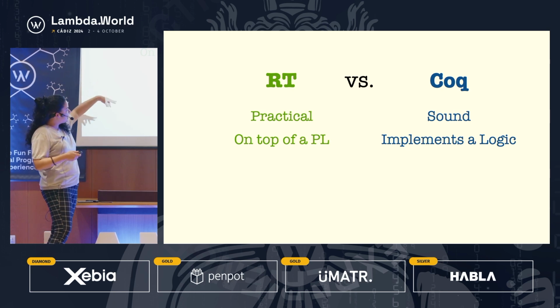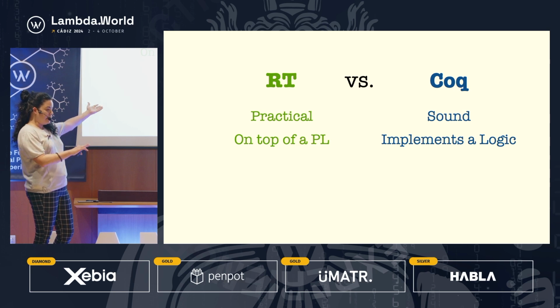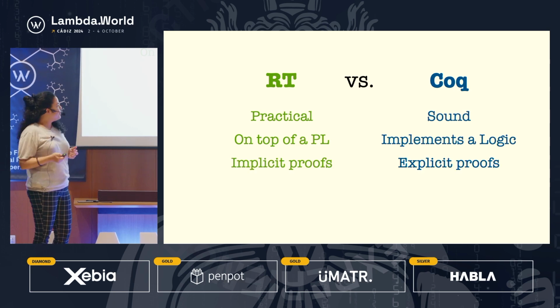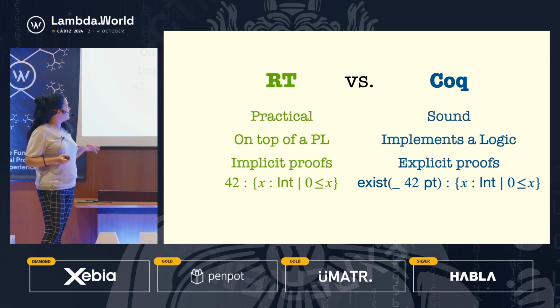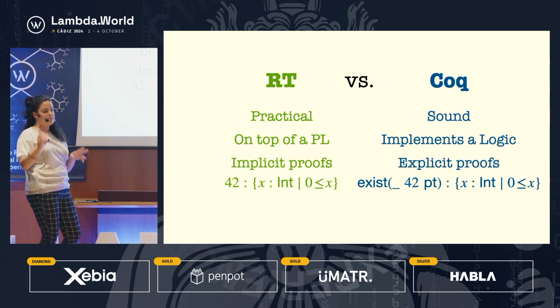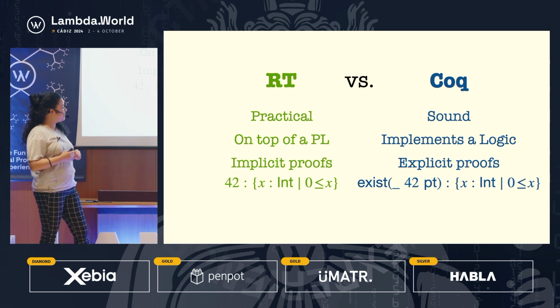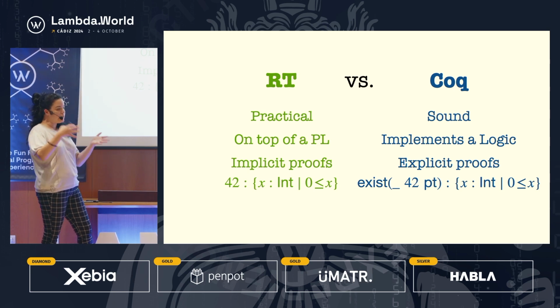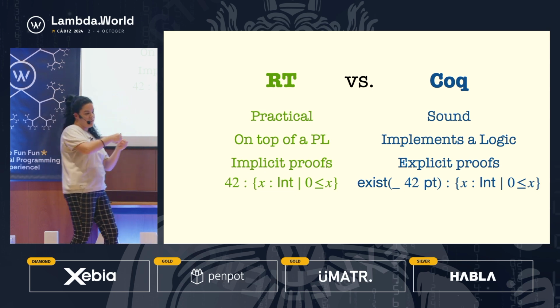And because of this, because we work on an existing programming language and we care for practicality, the proof terms are implicit. And this means, for example, that the system can derive automatically that i is a safe index, or that 42 is a safe integer. It's positive, it's a natural number. While in theorem provers like Coq, all the proofs are explicit. You can do the same things, but you have to explicitly give a proof to prove the same properties that we prove.